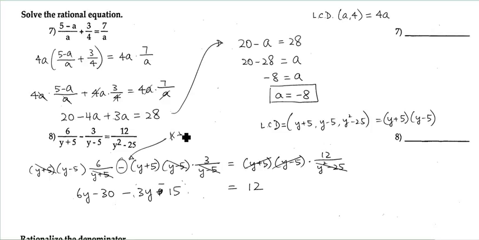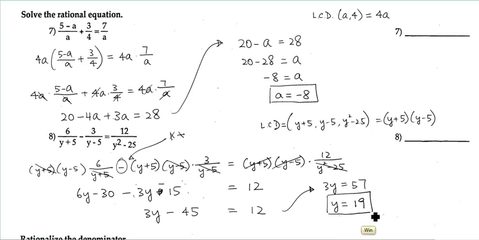So continue. That becomes 3y minus 45 equals 12. Add 45 on both sides. Then you got 3y is equal to 57. Divide both sides by 3. We got y is equal to 19. All right, so far so good.